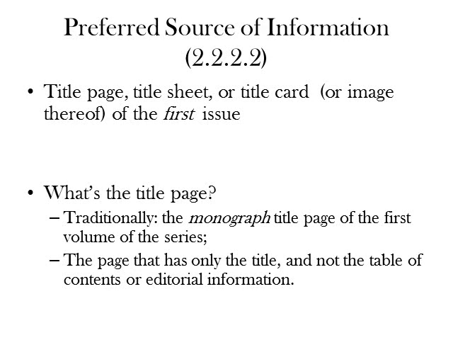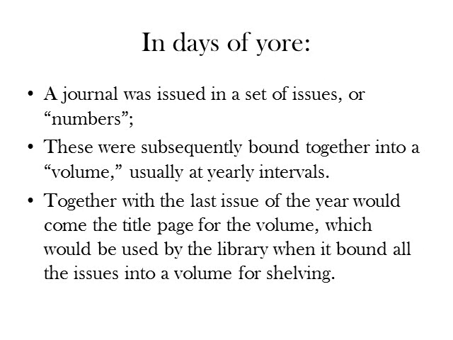Second, the title page of a serial typically is a page that has only the title and not the table of contents or the editorial information. What does this mean? Well, in order to understand what this means, we have to take a bit of a journey back through time and talk about the way in which serials were traditionally issued. In days of yore, and in fact in current days in some cases, a journal was issued in a set of issues or numbers, right? And throughout a particular period of time, usually a year, these issues came at set intervals. So if it was a quarterly journal, you'd get a winter, a spring, a summer, and a fall issue. These were subsequently bound together into a volume, typically at yearly intervals.